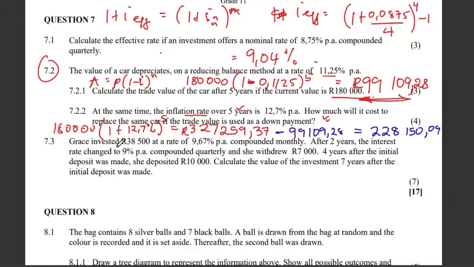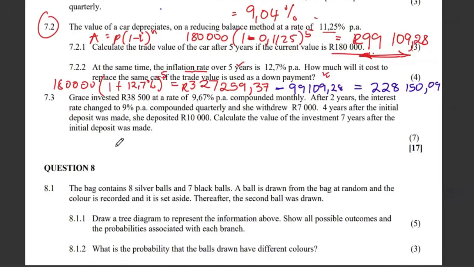they're asking us to look at Grace's investment of this much at the rate of 9.67% compounded monthly. But after 2 years, the interest rate changed to 9% compounded quarterly. And then she withdrew 7,000. 4 years after the initial deposit, she made another deposit of 10,000. Calculate the value of the investment after 7 years.